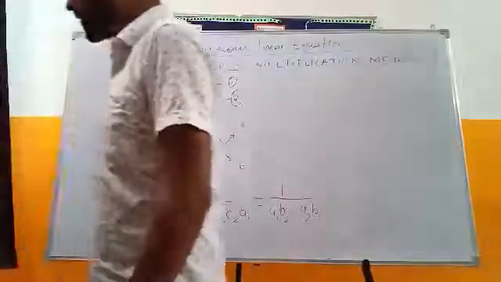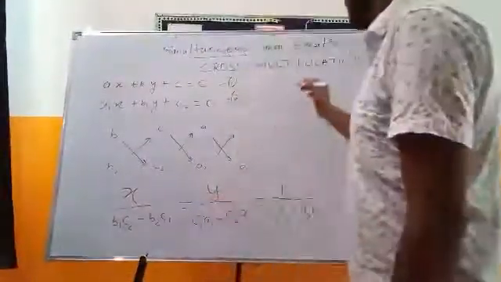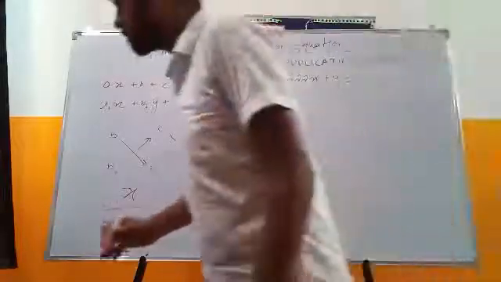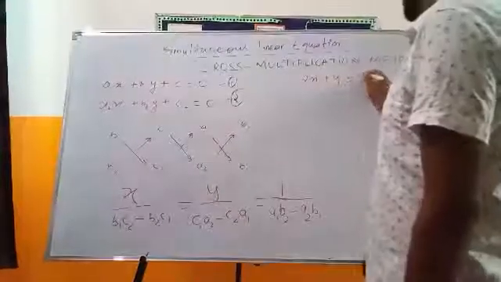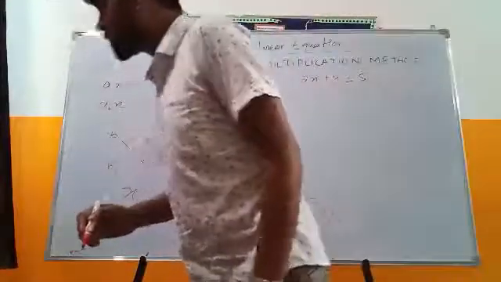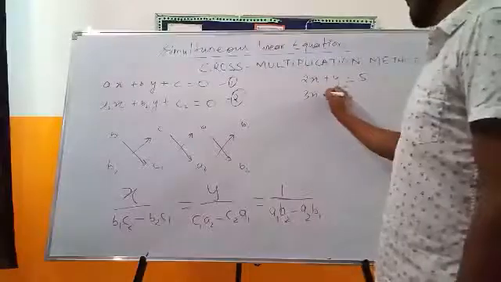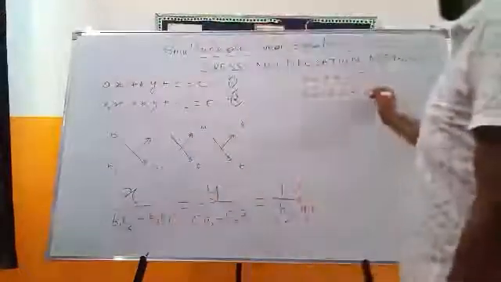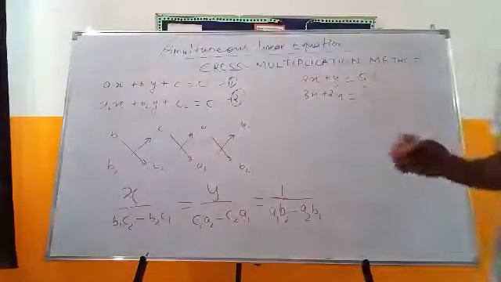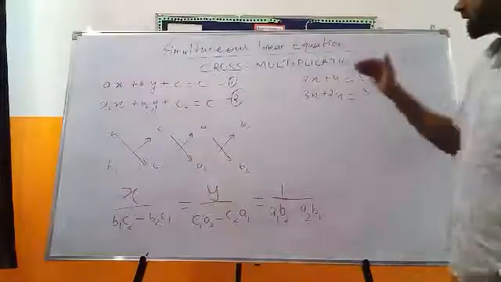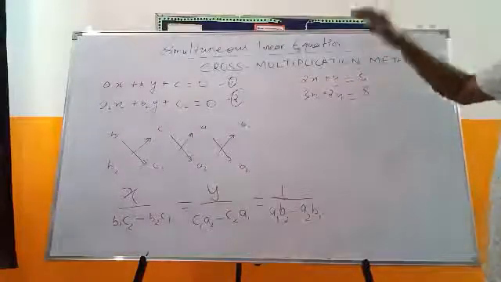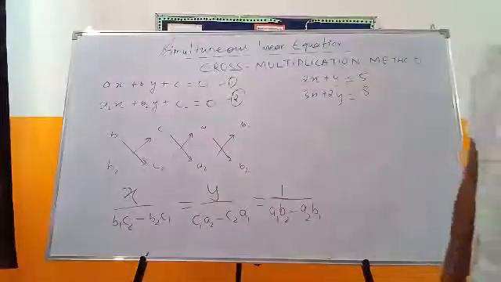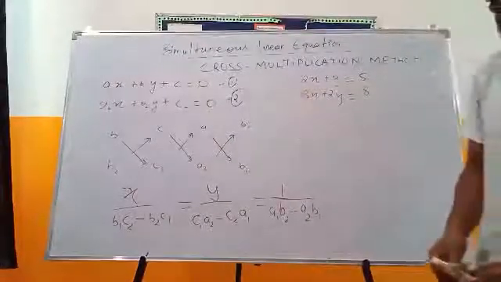One of the examples that I have in your books is 2x plus y equals to 5. This is the first equation. 3x plus 2y equals to 8. They are two simultaneous linear equations. Now we'll use the cross multiplication method and find the value of x and y. Are you ready? Be excited about it.